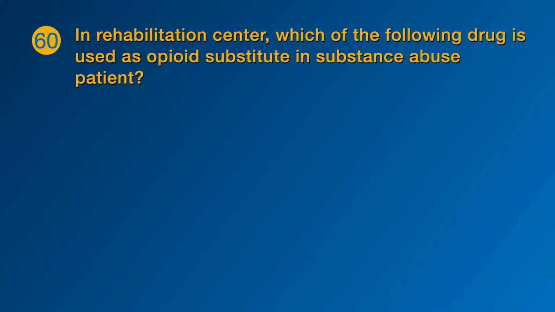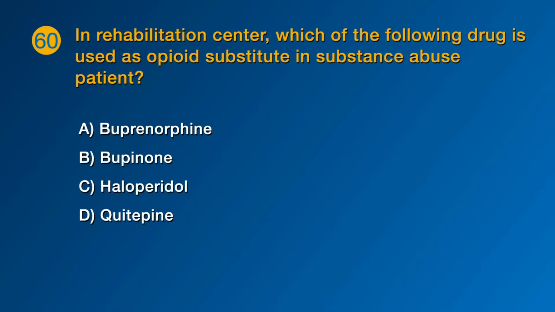Next question is, in rehabilitation center, which of the following drugs is used as opioid substitute in substance abuse patient? Options are buprenorphine, bupinon, haloperidol and quetiapine. So answer is A, buprenorphine. Because buprenorphine belongs to a class of drugs called mixed opioid agonist antagonists. It helps to prevent withdrawal symptoms caused by stopping other opioids.